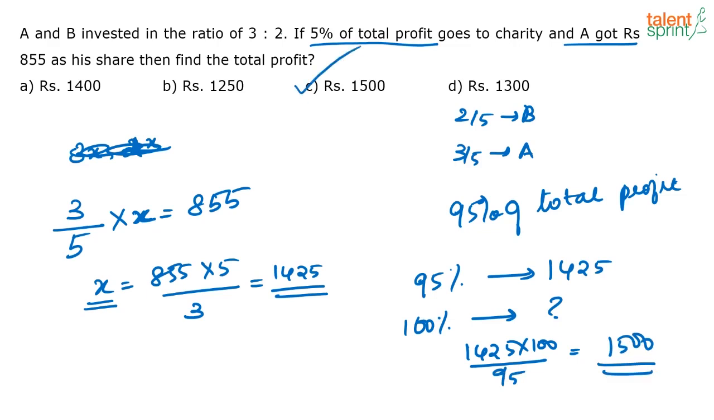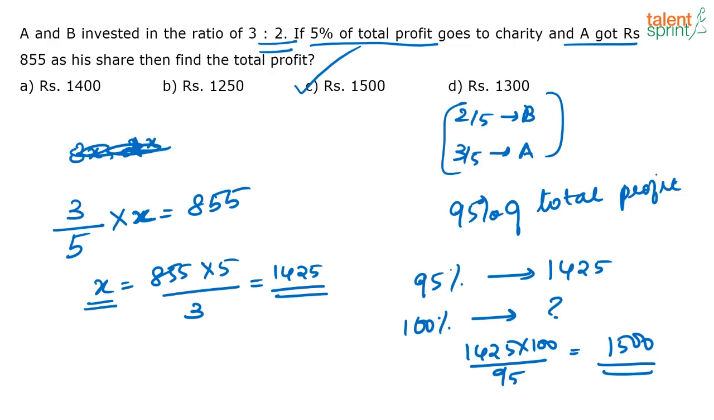See, I assumed that A and B are investing in the ratio 3:2. So, the profit has to be shared between them in the ratio 3:2. So, 3 out of 5 will be A's and 2 out of 5 will be B's. That is the fraction of profit that they get.